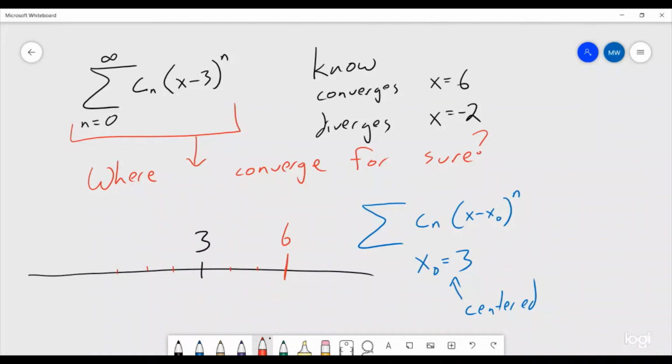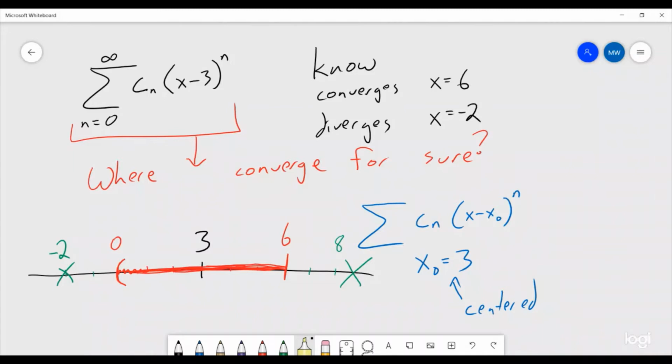So we know that everything up to 0, we don't know if it includes 0, but everything from 0 all the way to 6, so all of this space in between here, it is guaranteed to converge. The other thing we know is that back here at negative 2, it does not converge. So that just tells us that it does not converge past 5. So if we go 5 past 3, so this would be at 8, everything past 8 is guaranteed not to work.